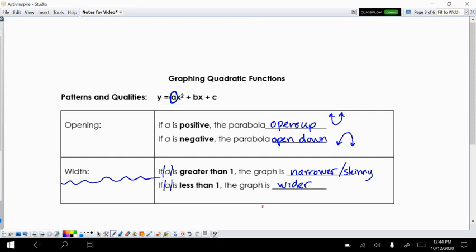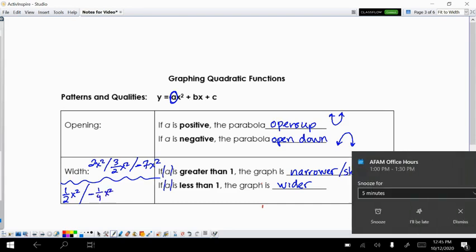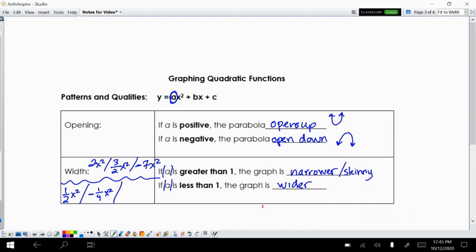So some examples of what this might look like. If our graph is going to be narrower, we might see 2x squared. We might see 3/2 x squared. Even though that's a fraction, it's greater than 1. We might see something like negative 7x squared. That would be a skinny graph that opens down. If A is less than 1, it might be something like 1/2 x squared. It might be something like negative 1/4 x squared. So that would be a wide graph that opens down. Or it might be 0.3 x squared. So it could also be expressed as a decimal.